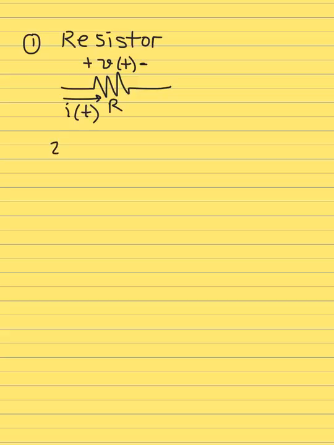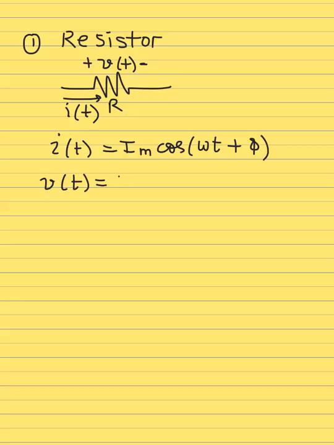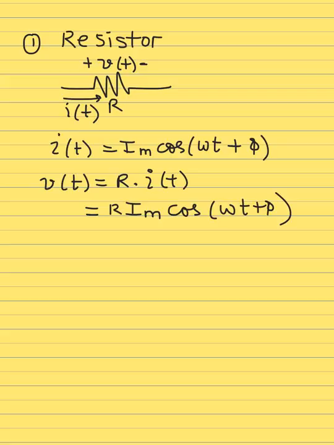Let's consider the current is given to us as Im cos(omega t plus phi). So that's the base function. Using Ohm's law, the voltage across a resistor is given by R times the current flowing through it. So that's going to give you R, and then you substitute for I. In terms of voltage, R times Im together gives you the amplitude of the voltage.